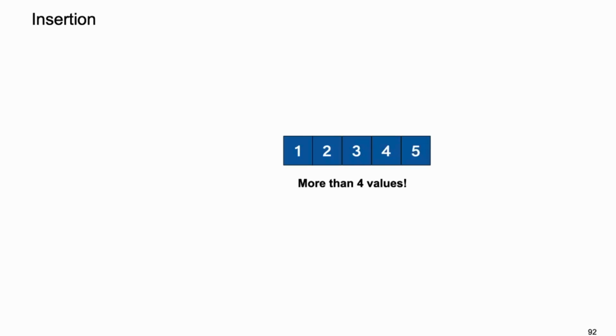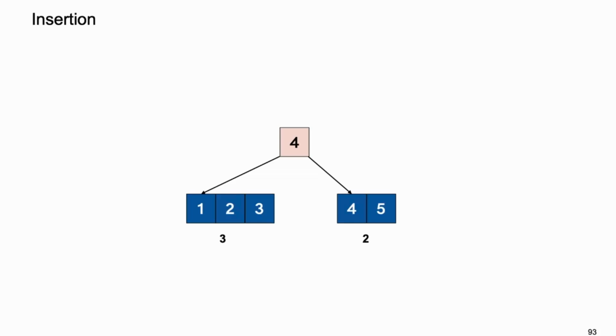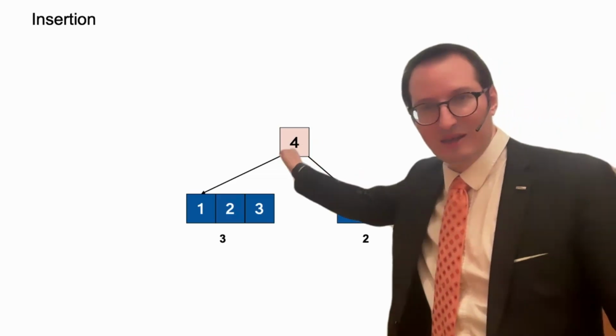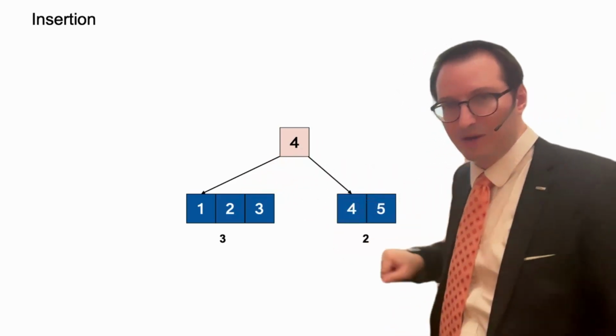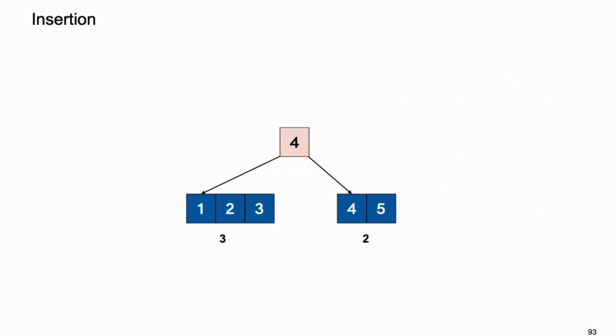And then at some point, I'm going to break my interval rule, right? I'm not allowed to have more than 4 values. 4 is the maximum. Now I have 5. What do I do? I split it. Now I get one more level. You see, I have 1, 2, 3 on the left, 4 and 5 on the right. And here I have this 4 that tells me that everything on the left is less than 4. Everything on the right is 4 or more.